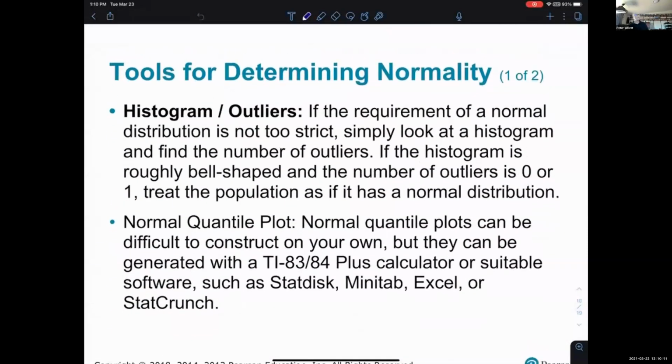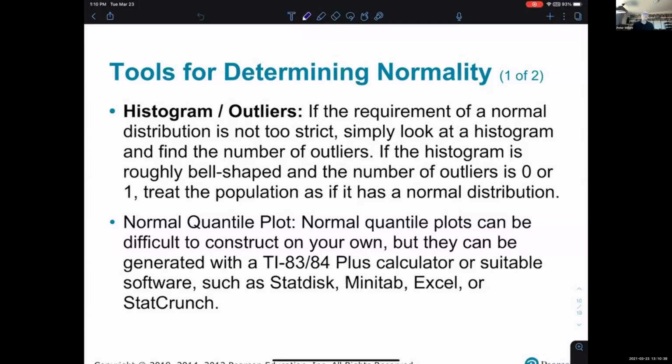All right, so tools for determining normality. So the histogram and the outliers, as they mentioned before, if the requirement of a normal distribution is not too strict, meaning sample sizes aren't too big, simply look at a histogram and find the number of outliers. If the histogram is roughly bell-shaped and the number of outliers is 0 or 1, treat the population as if it has a normal distribution.